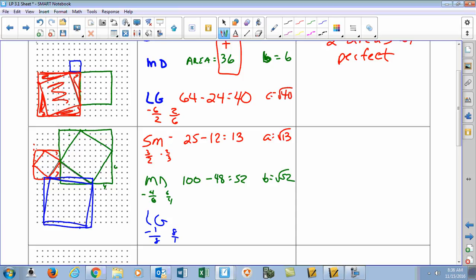So this goes 1, 2, 3, 4, 5, 6, 7, 8, 9. So this is a 9 by 9 square. You with me? What's the area of a 9 by 9 square? 81.